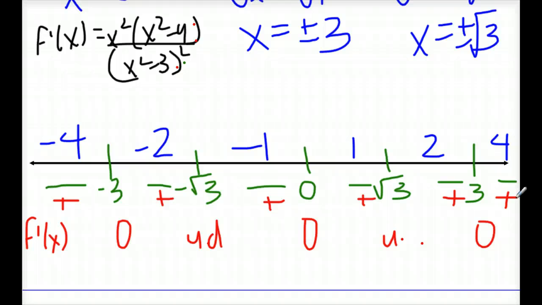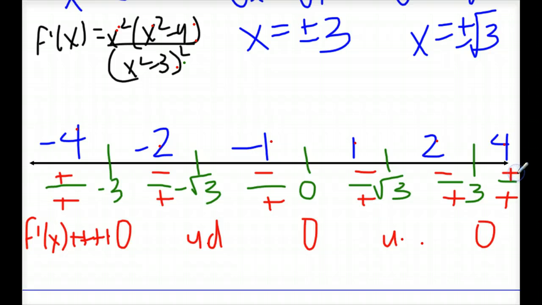If I were to plug in a negative 4, I would get positive 16 times 16 minus 9, so that gives me a positive value. So I know over here, my derivatives are all positive. If I were to put in a negative 2, negative 2 squared is positive 4, minus 9. That gives me a negative value up here. If I plug in a negative 1, you'll see that will also give me a negative value. A positive 1 will give me a negative value, and a positive 2 will give me a negative value. But a positive 4 will give me a positive value.